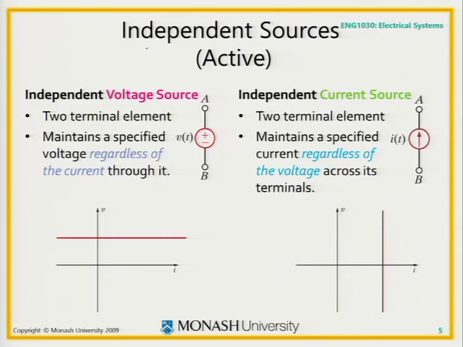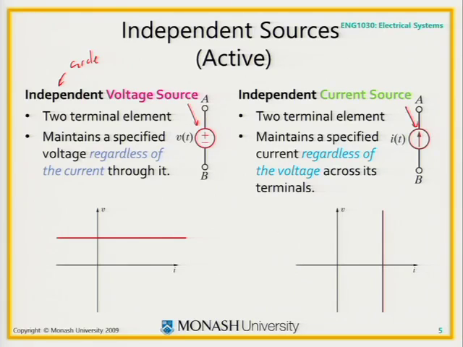The reason they're independent is that the value of the source is fixed. Here we've got a voltage source given by a circle. The circle means that this source is independent. And what you have inside the source defines exactly what type of source it is. If it's got a plus minus, it means this is a voltage source. If it's got an arrow in it, it means it's a current source.